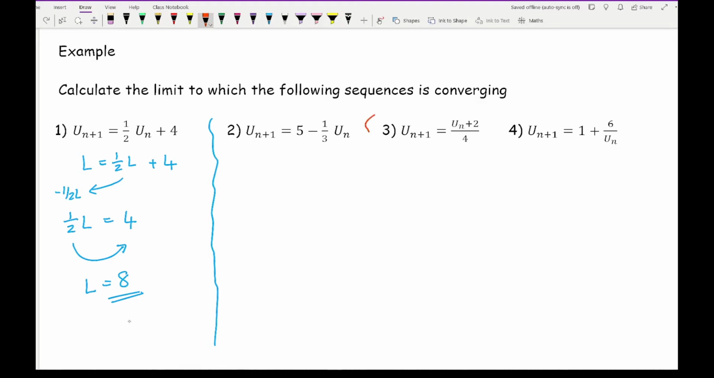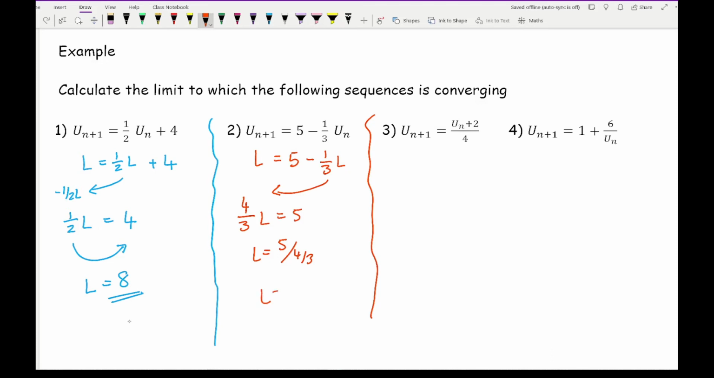Then if I look at question 2, again all I'm going to do is replace the iterative values with the letter L, and then I'll take that to the other side, in which I end up with 4/3 L equals 5, and then L equals 5 divided by 4/3. Just to play it safe, I'll type that into my calculator, it should give me 15 over 4, but let's double check. So I've got 5 divided by 4/3, which indeed leaves me with L equals 15 over 4, which as a decimal is 3.75. So that's what this iterative sequence will converge to.